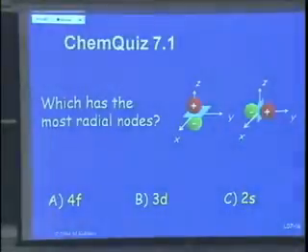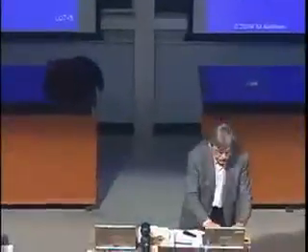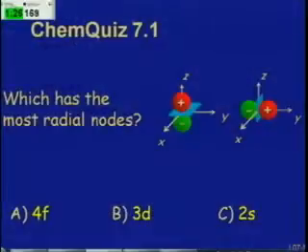Now let's give you a question. Which has the most radial nodes? The 4F, the 3D, or the 2S? Think about it. So what is L here? What is L here? And what is L here? Angular nodes is this here, total nodes is this here. The difference must be obviously radial nodes.